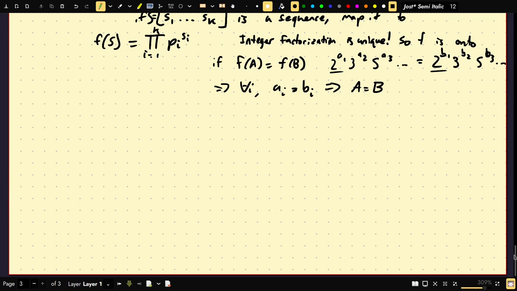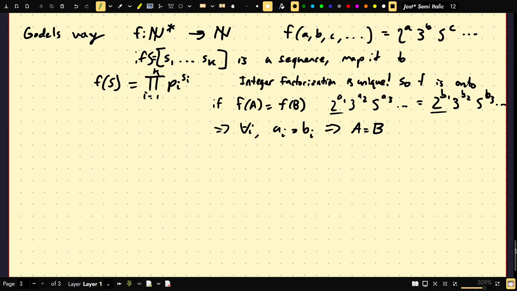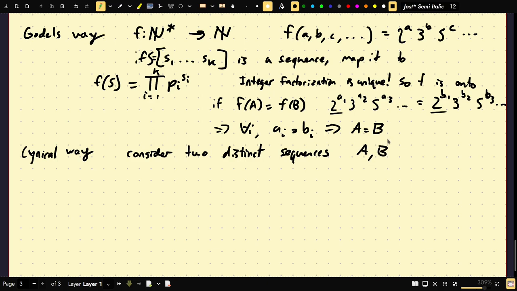Now, these are two ways to do this problem. I have a better way. This is sort of a cynical way, the jokerification way. Consider two distinct sequences. Let's say our sequences are 3 comma 20, and let's say our other sequence is 2 comma 3 comma 4. Just take a second and think about these two sequences being distinct.